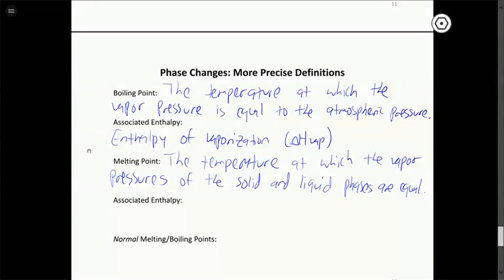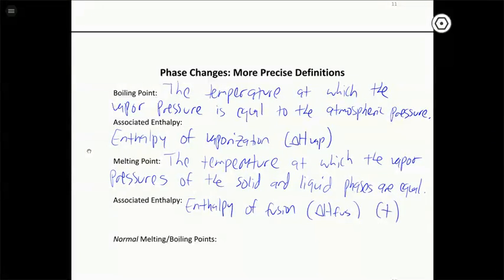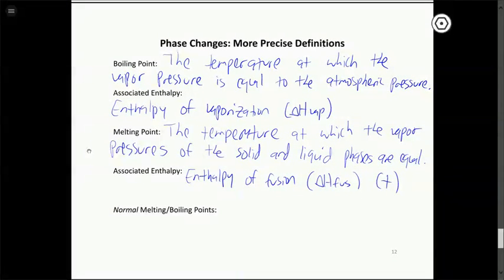The enthalpy for melting is called the enthalpy of fusion, abbreviated as delta H fus, for fusion. This refers to melting, so it's also going to be a positive number. We'll talk in more detail about that next time. And finally, if we want what's called the normal melting point or the normal boiling point, that's when the surrounding pressure is 1 atmosphere.